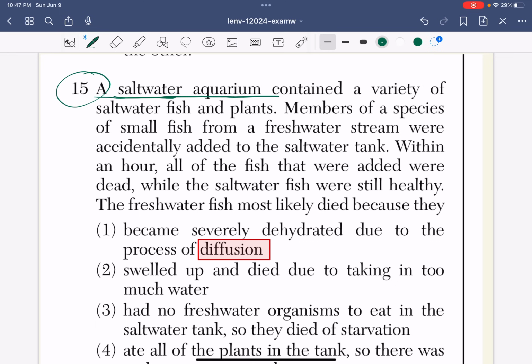A saltwater aquarium contained a variety of saltwater fish. Okay, so when you have a big question like this, meaning a lot to read, usually Regents questions aren't that long, but this one is a lot. Do whatever it takes for you to stay focused, not fall asleep. So if you have to draw the aquarium, draw the symbols, draw whatever you need, get scrap paper, because you will lose it. This is a 3-hour exam and it's so much reading.